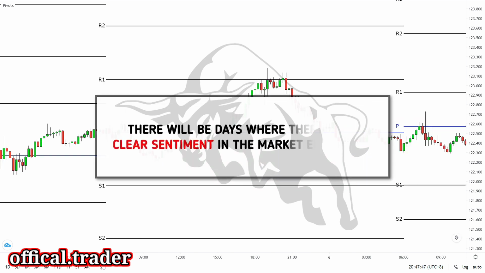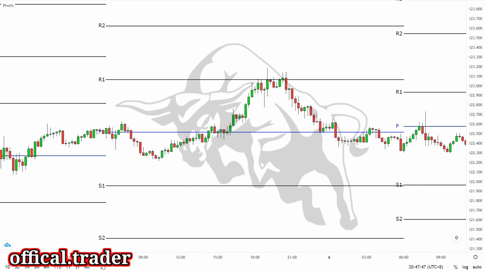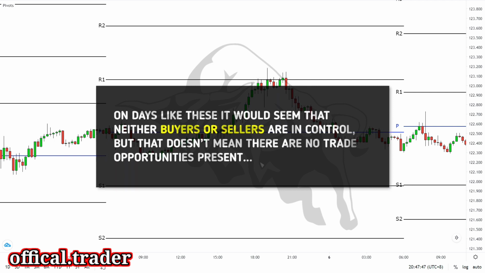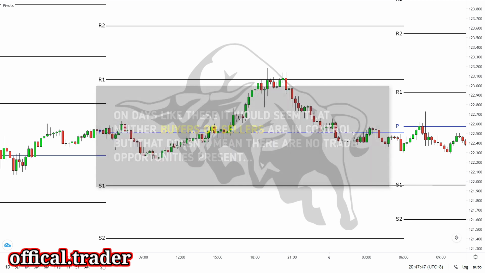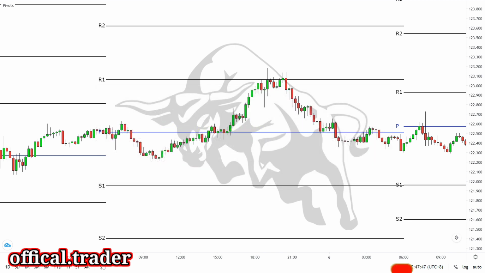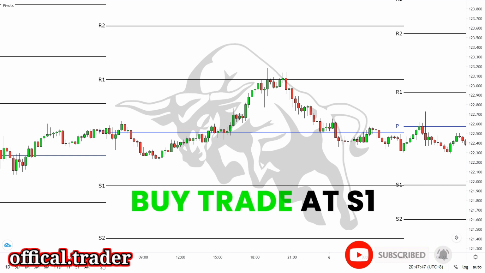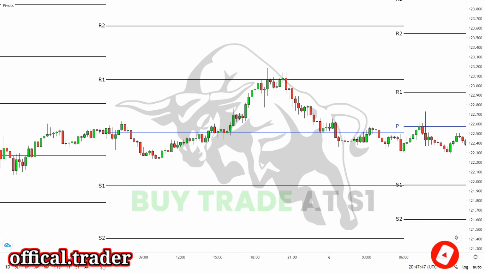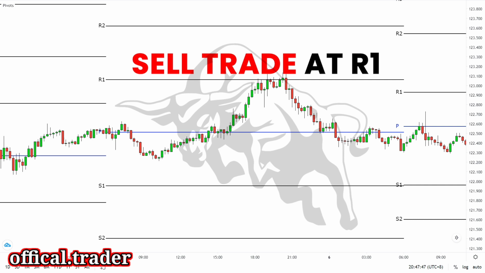And of course, there will be days where there is no clear sentiment in the market either way. Price might start moving below the middle pivot and then get back above it, and then again move back below it. On days like these, it would seem that neither buyers or sellers are in control, but that doesn't mean that there are no trade opportunities present. When neither side are in control, there can often be trade opportunities available by looking for a buy trade when price reaches S1, or looking for a sell trade when price reaches R1.